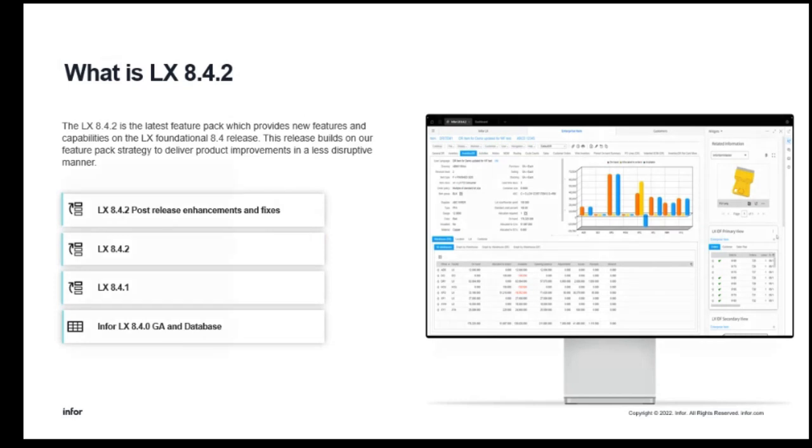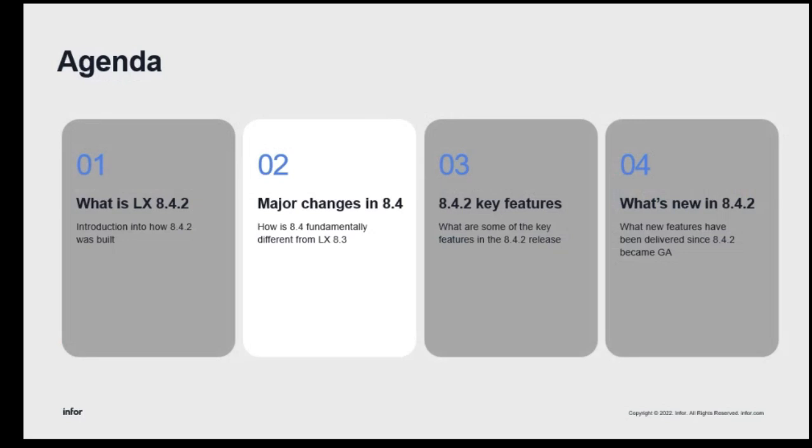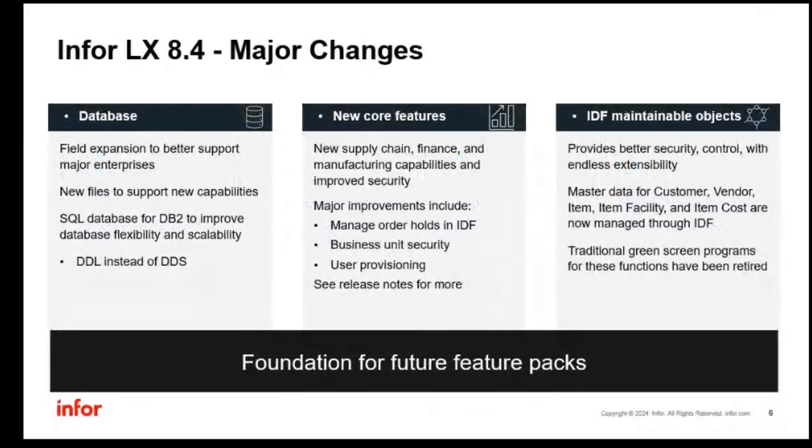So let's step back and look at 8.4.0 a little bit to understand specifically what that means in terms of changes that you need to be aware of if you're coming from an older version of BPCS, or even for that matter, 8.3 LX as well. So first off, significant database changes. Now, again, the table names haven't changed. The table structures really haven't changed, but we did expand a lot of the fields in the database.